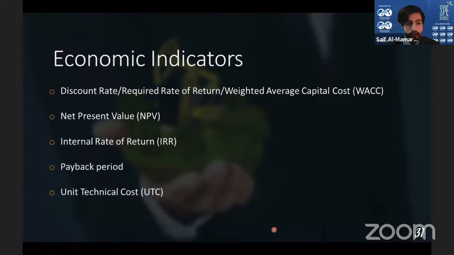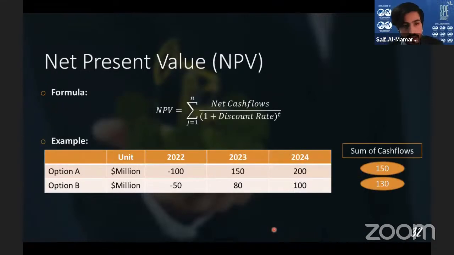And finally, UTC, unit technical cost. This is the cost of producing one barrel of oil. So you get your total cost divided by total reserves, and you get how much cost per barrel. And the lower it is, the better. So let's dive a bit deeper into each one of them, starting with the NPV in the next slide.